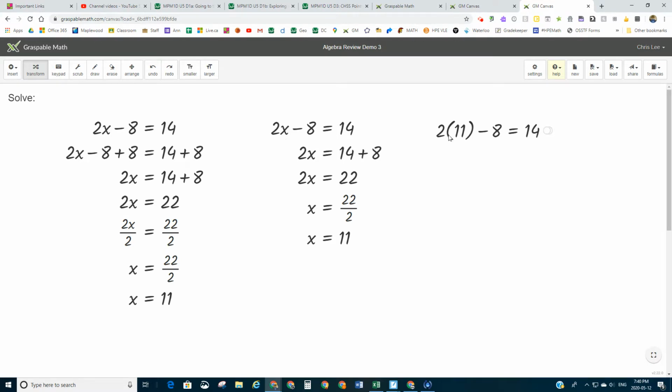What's 2 bracket 11? That means times. And this little dot means times. So 2 times 11, of course, is 22. 22 minus 8 is 14. And I've proven that the 11 actually works.